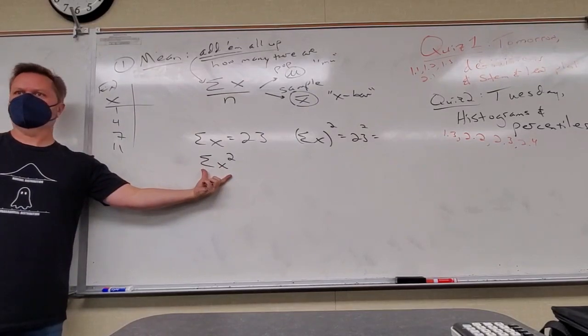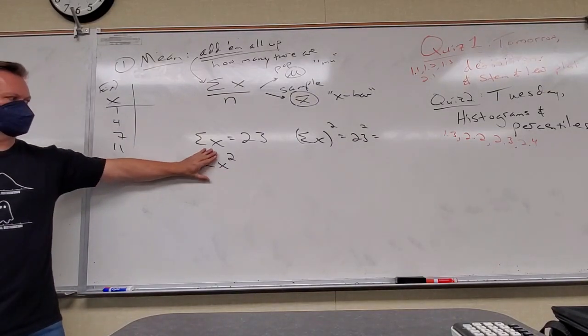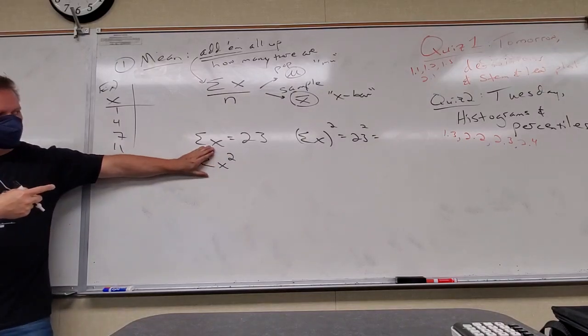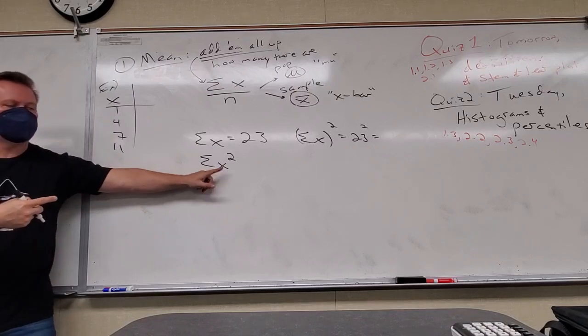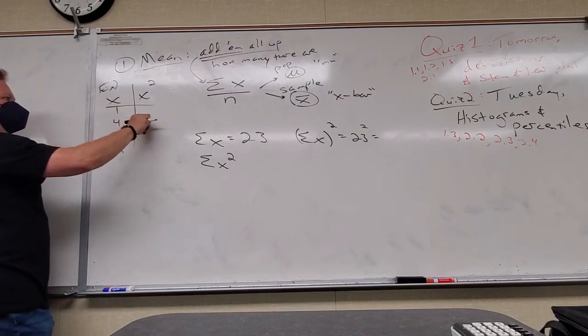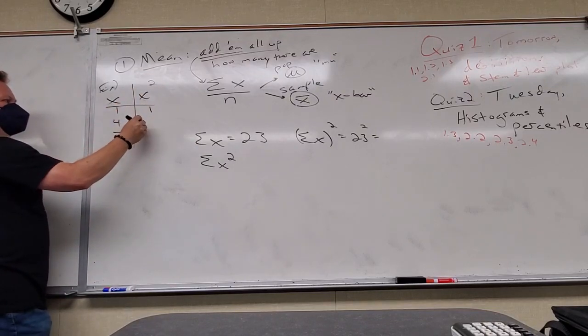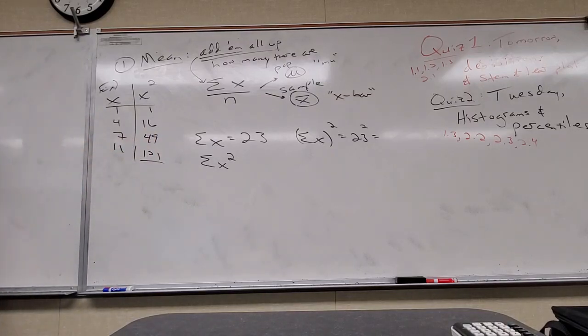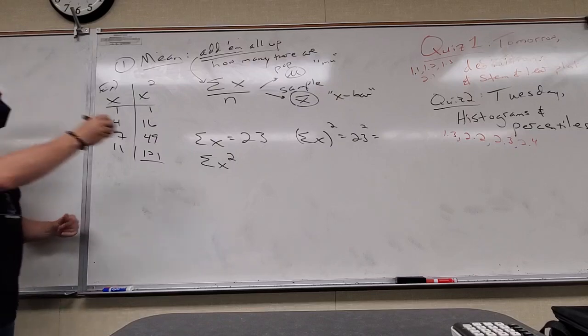What the hell does this mean? If you cover up the summation symbol, you need a bunch of those before I can add them up. This says add up these. Do we have these? No. Do we have the x squares? No. Can we get them really quick? What's x squared? 1, 16, 49, 121. 121, kick ass. What's the sum of those? 187. I love it.